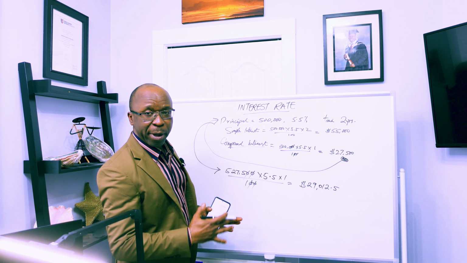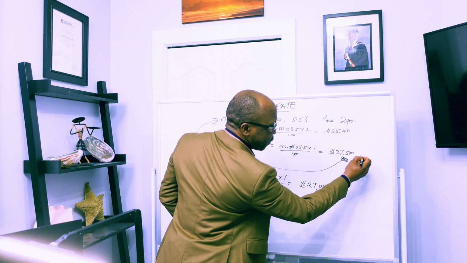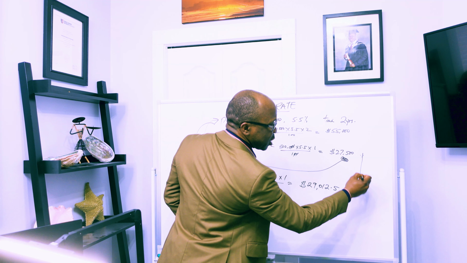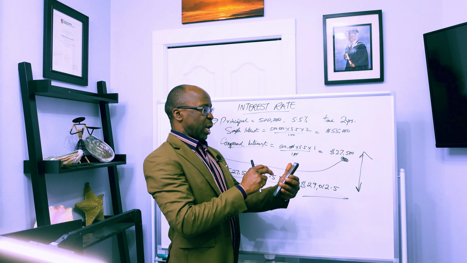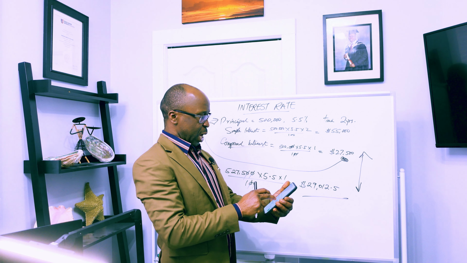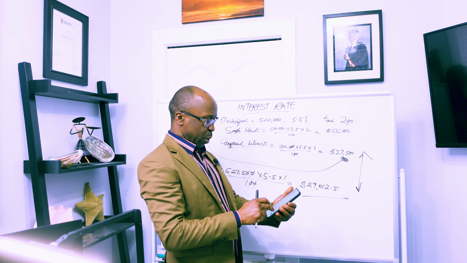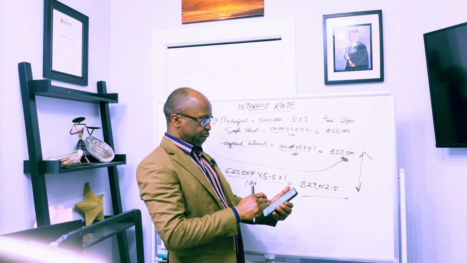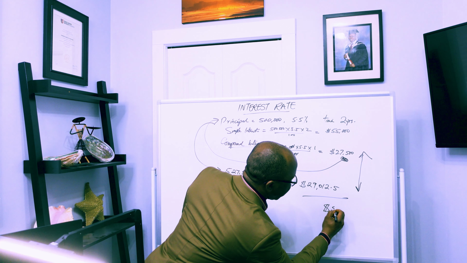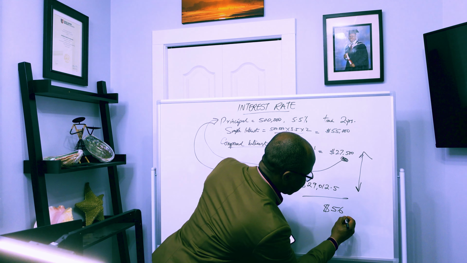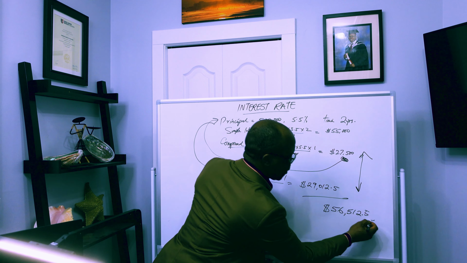Now, what is the compound interest for 2 years? Compound interest for 2 years will be this for the first year added to this for the second year. And that will be what? 29,012.5 plus 27,500. So that will be 56,512.5.